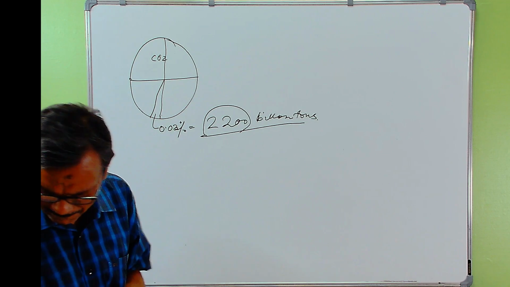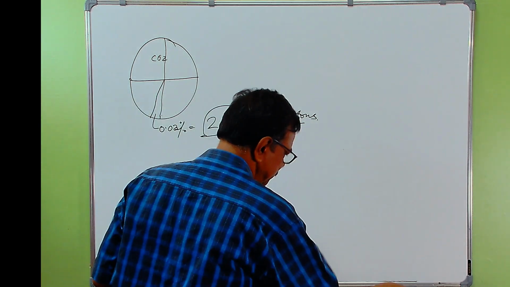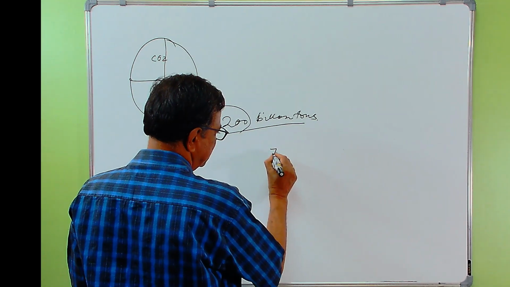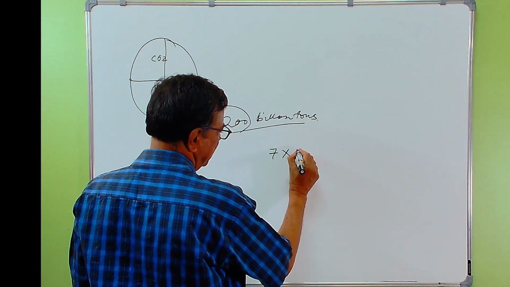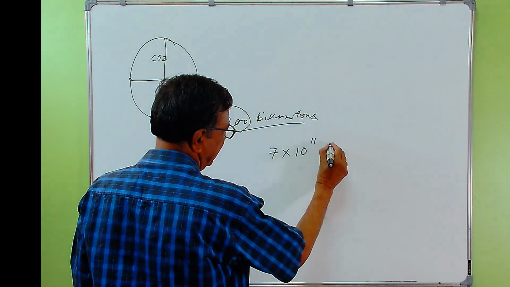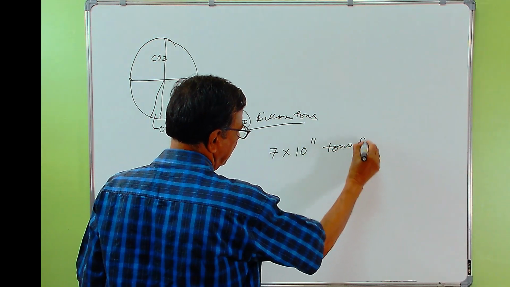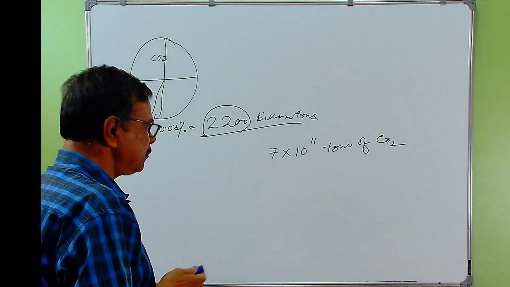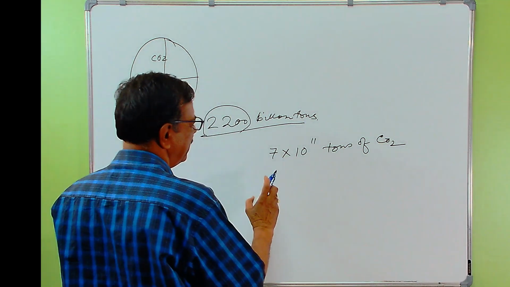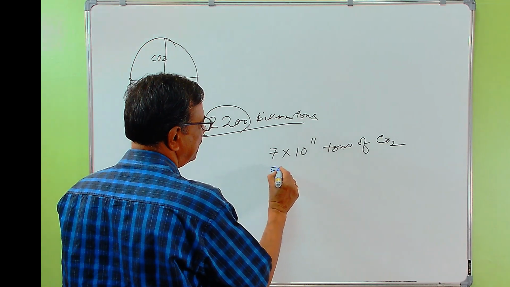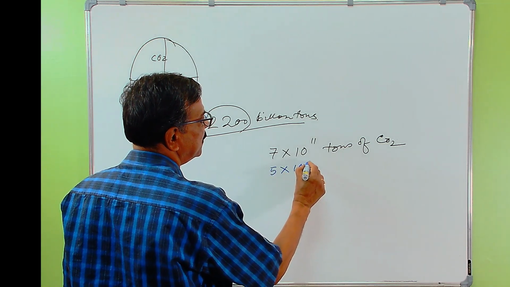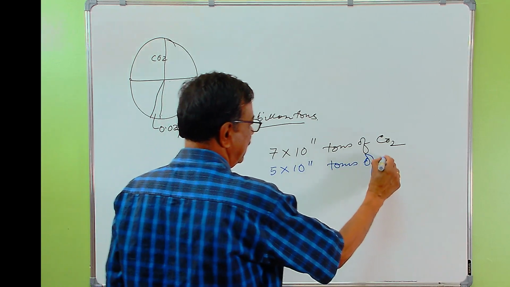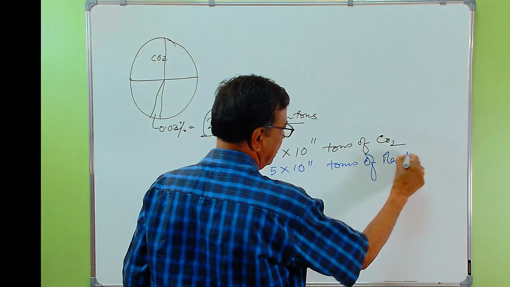So this is so simple. Again, the plant takes up 7 into 10 to the power 11 tons of CO2 and produces 5 into 10 to the power 11 tons of plant material.